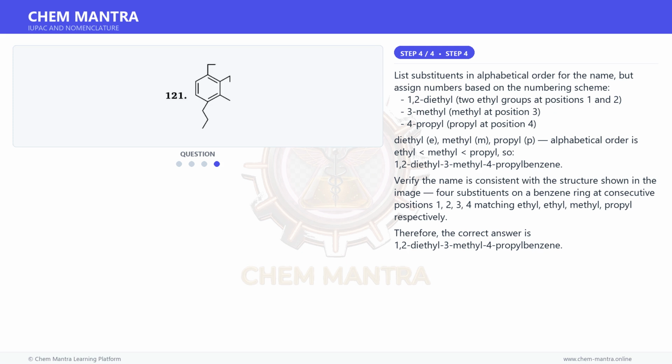Diethyl, E; methyl, M; propyl, P. Alphabetical order is ethyl, methyl, propyl, so 1,2-diethyl-3-methyl-4-propylbenzene.